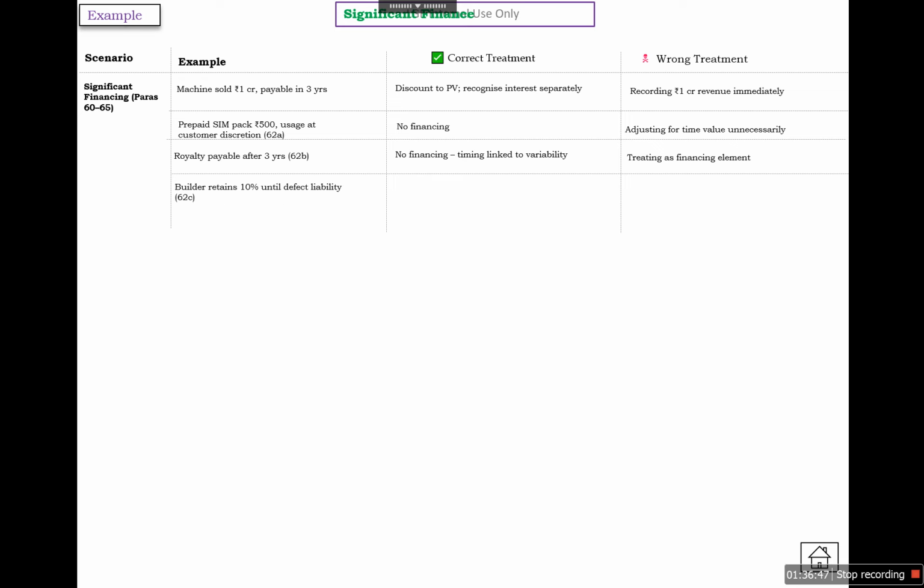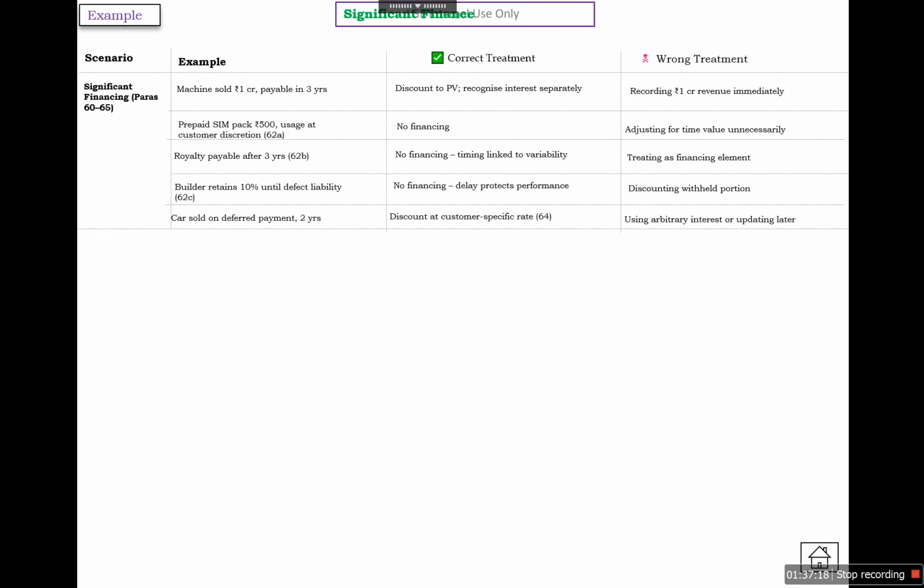Next, a builder retains 10% until the defect liability period. There is no financing, it is performance protection as we have discussed in the case of the car. And a car sold on deferred payment of 3 years: in this case, there is a financing treatment because the car is sold but payment is to be received after 2 years. We need to discount at the customer-specific rate, separate the financing component, and recognize it as interest revenue.